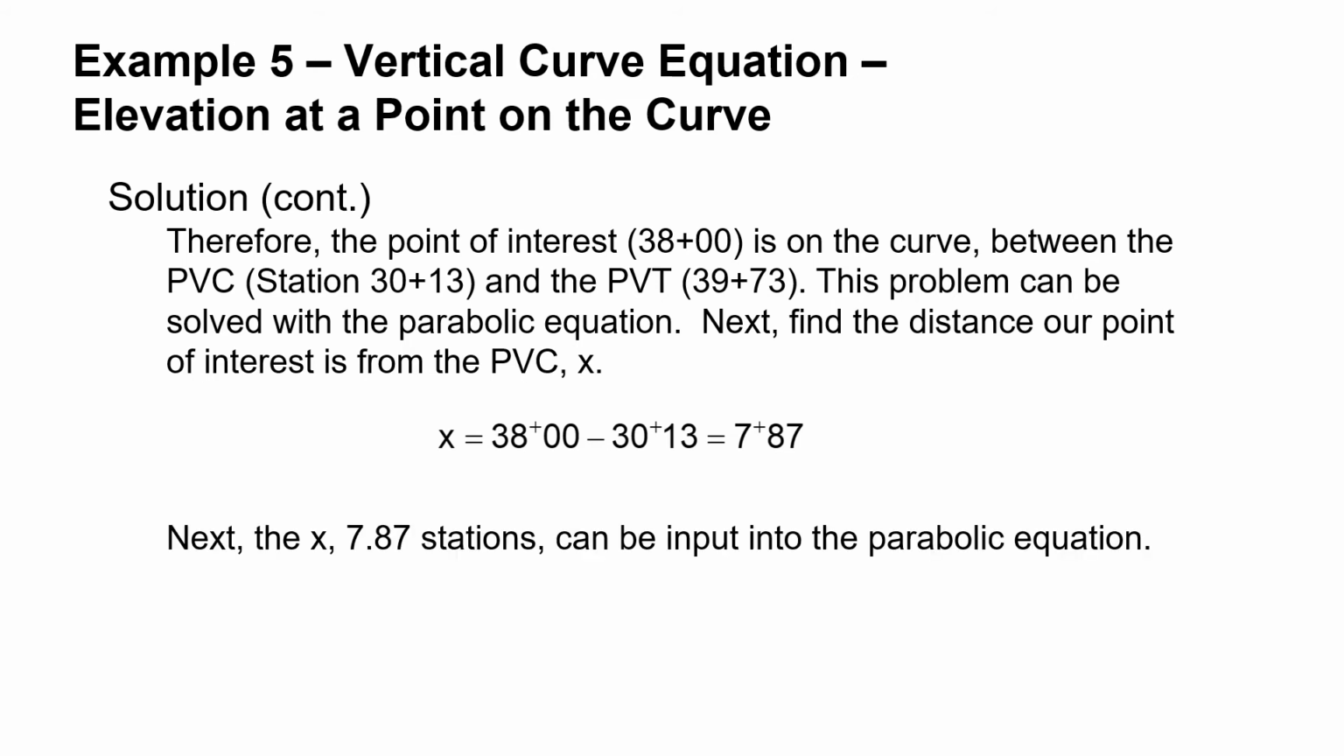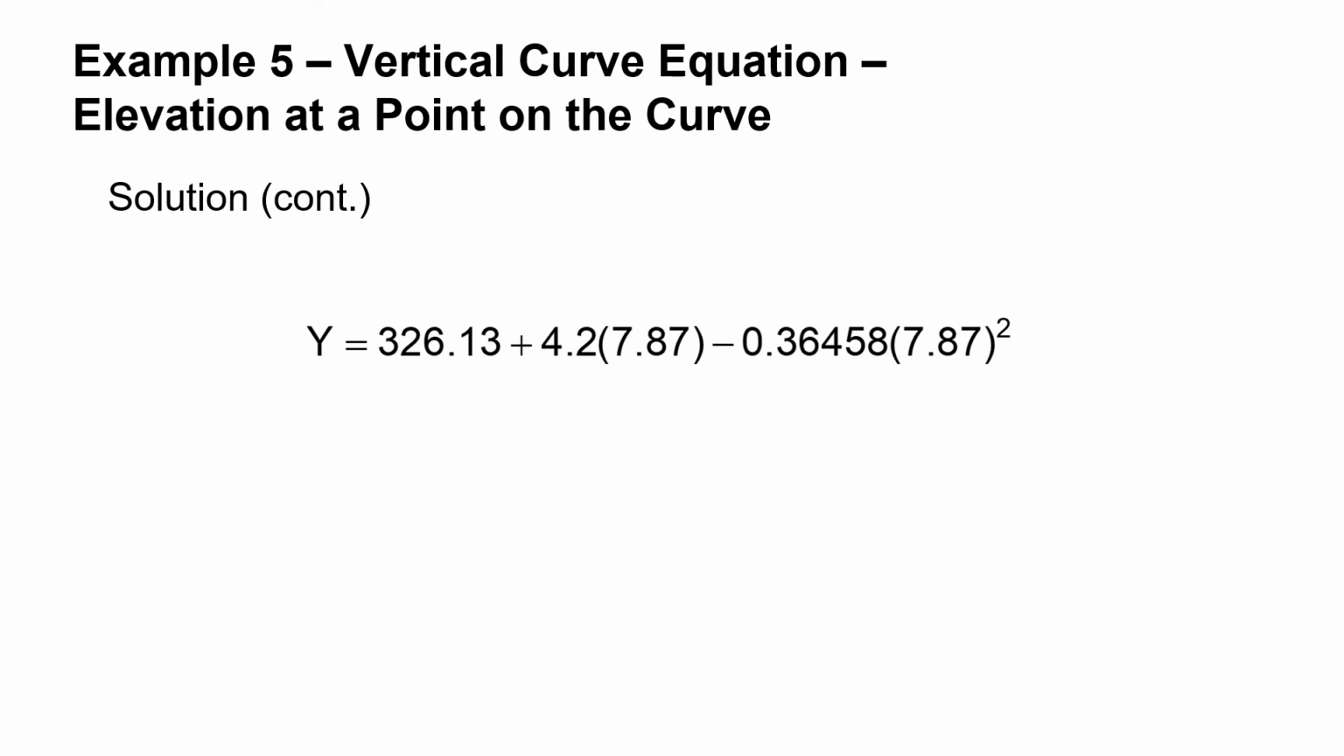So next, the x, 7.87 stations, can be input into the parabolic equation. Y equals 326 plus 13 plus 4.2x minus 0.36458x squared. So plugging in 7.87 in the equation, we're going to get a y, or an elevation, at x of 7.87 of 336.6 feet. And that is answer B.